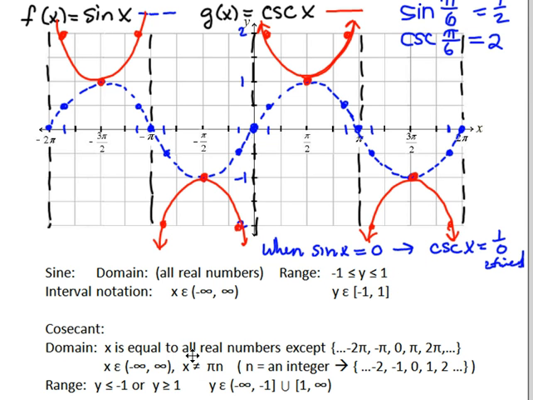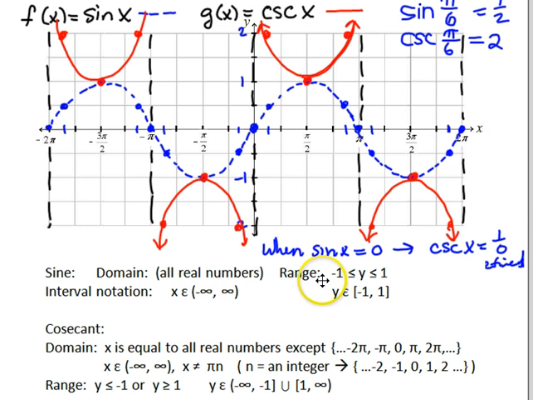Now in this class this year we're going to be using what's called interval notation. And so to show you what interval notation is for all real numbers, we say x is an element of the set from -infinity to infinity. And notice -infinity and infinity are enclosed in parentheses.